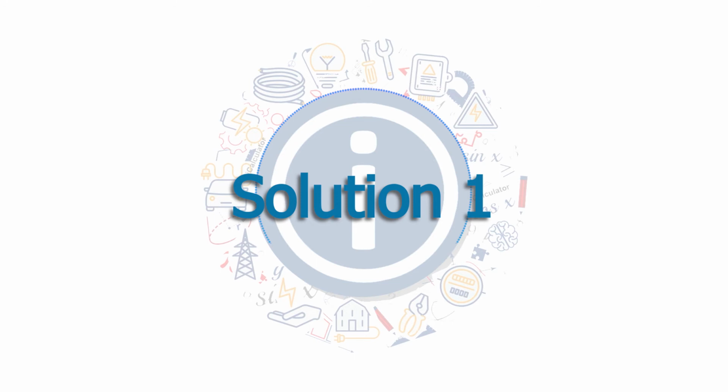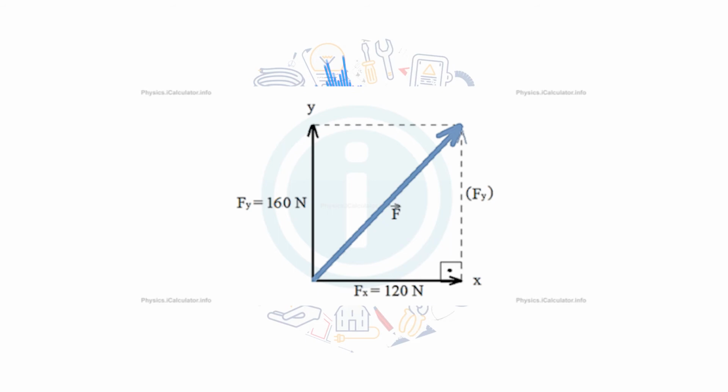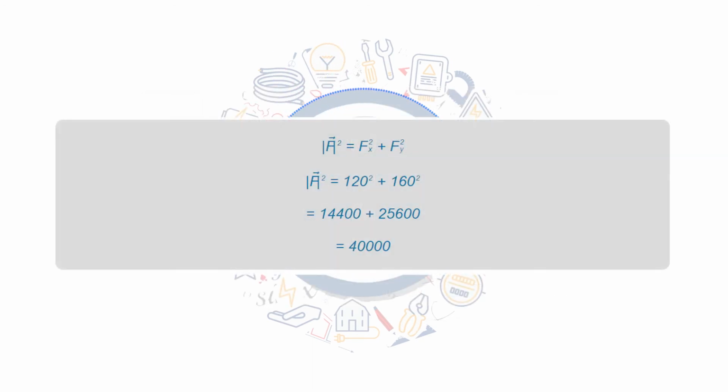Solution 1. The components of a vector, in the specific case we have a force vector, have their starting point at the starting point of the original vector itself. However, for practical purposes, we can shift the vertical component, Fy, in a parallel way in order to close the triangle. From the Pythagorean theorem we have... Therefore, the magnitude of the force F is as shown on screen.